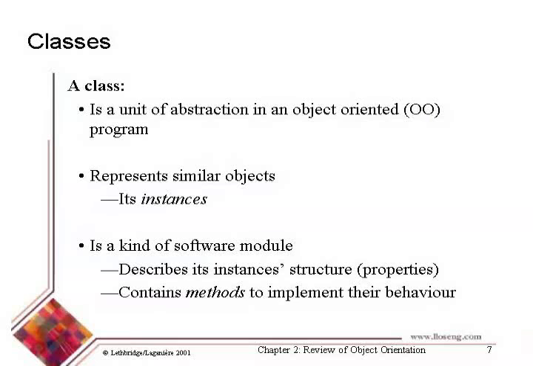Okay, slide 7 then. What is a class? Okay, a number of ways of thinking of a class. It's a unit of abstraction in an object-oriented program. Fine. So it's an object in some sense, except an object is at runtime, a class is at design and compile programming time. Represents similar objects.